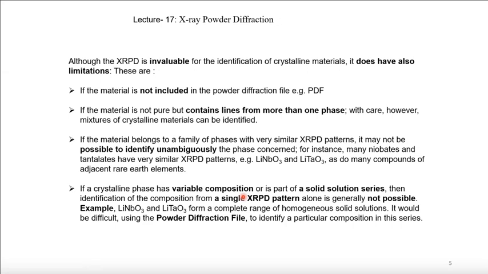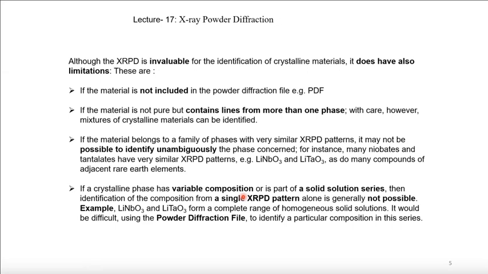We have to have some information to get an analysis. Another one is very problematic. There are some X-ray powder diffraction data which are very close to each other. If such cases happen, then we cannot possibly identify unambiguously the X-ray powder pattern.